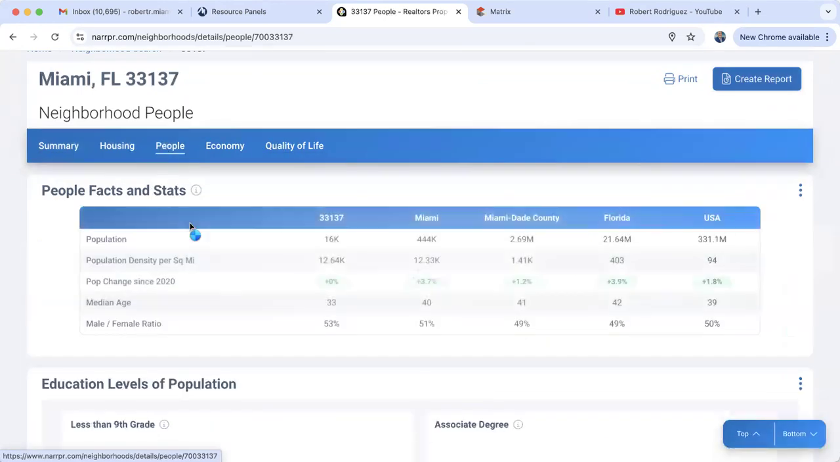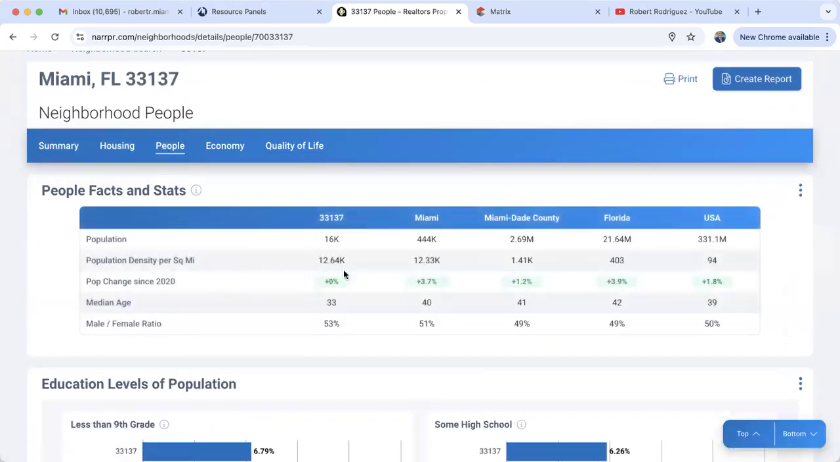So when you go to people, it's going to give you here, zip code 33137 has a population of 16,000 people. All right, that's 12,600 people per square mile. Guys, why is it 12,600 people per square mile? Any idea? Why is it so much? When you look at Miami-Dade County, having 1,400 people per square mile, why is the population so dense in zip code 33137?